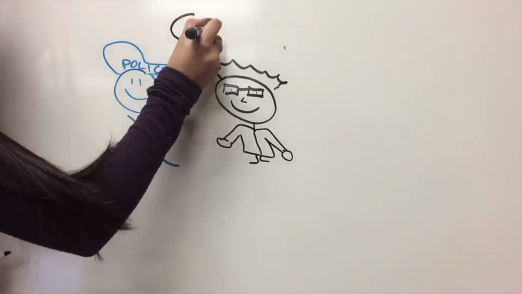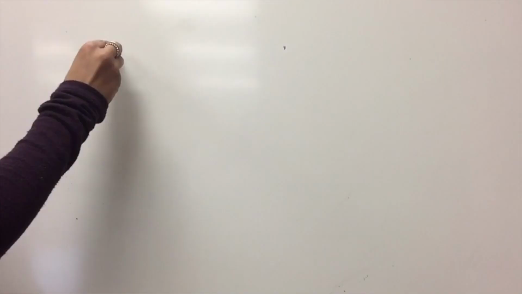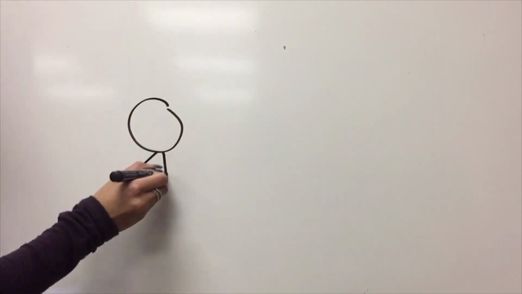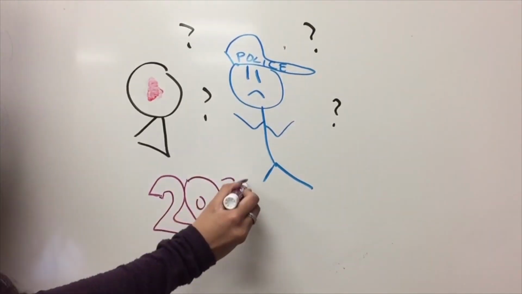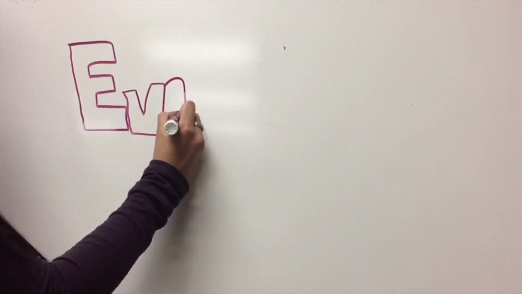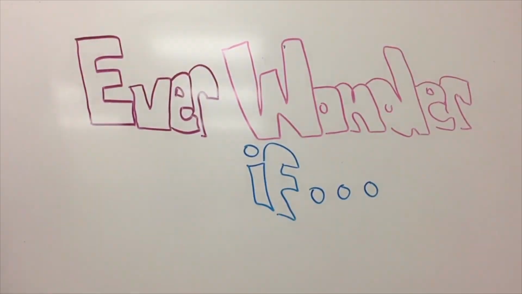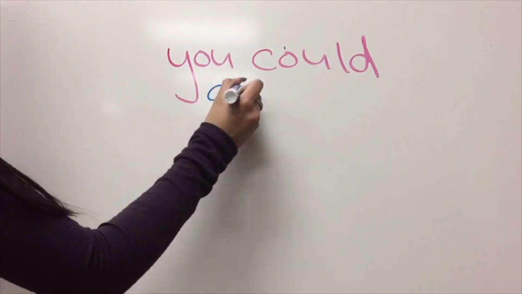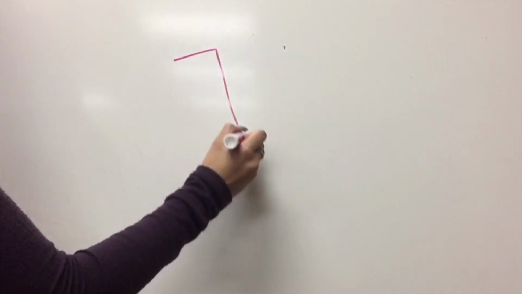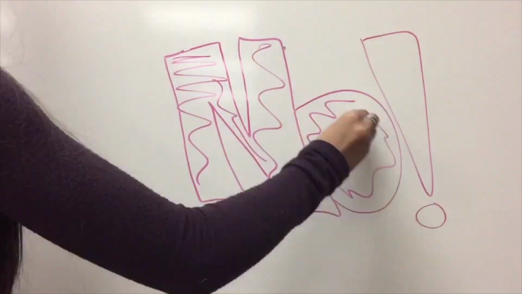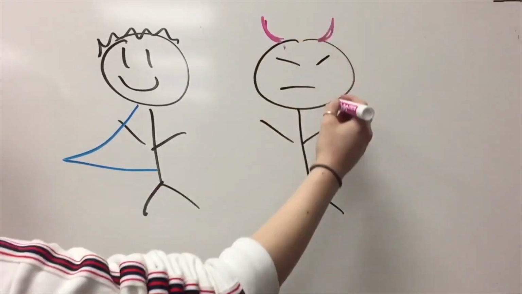Therefore, because of the new advances in science that have occurred, it has become much more difficult to frame your twin now than 20 years ago when they didn't have the same technology as now. Going back to the initial question of ever wonder if you could genetically frame your identical twin, the answer is no, thanks to the evolution of science. To all you twins out there, don't think you can get away with framing your twin now.